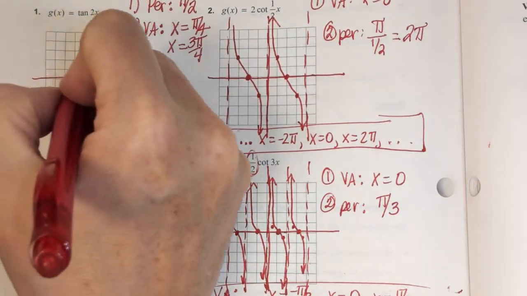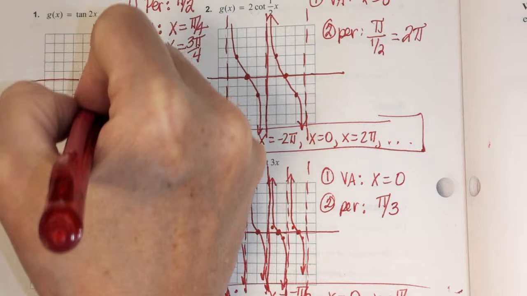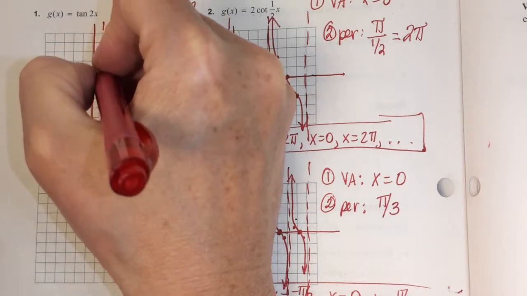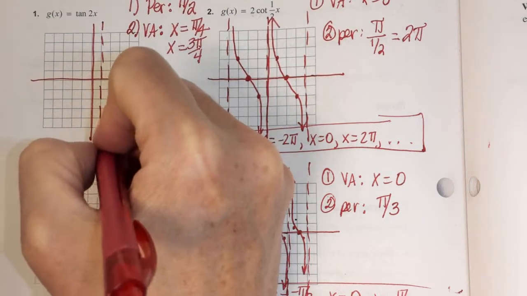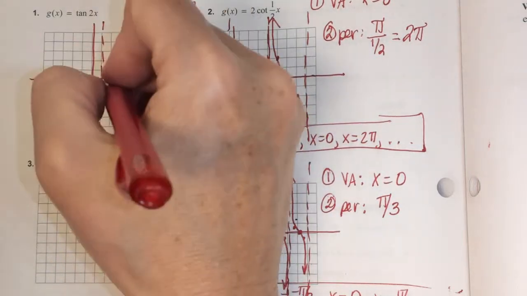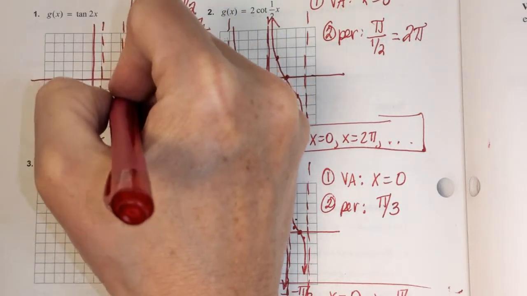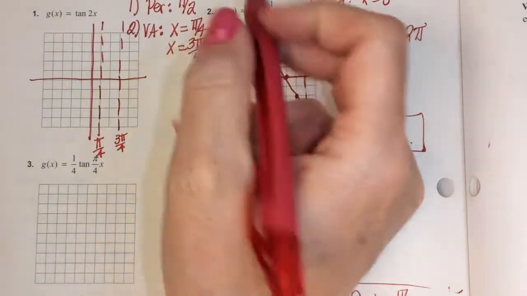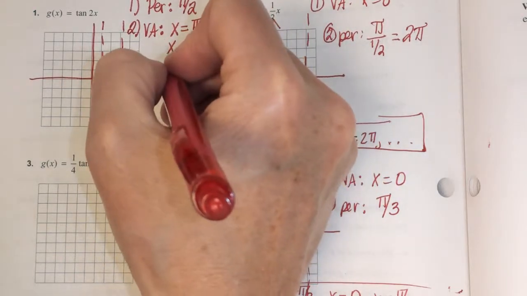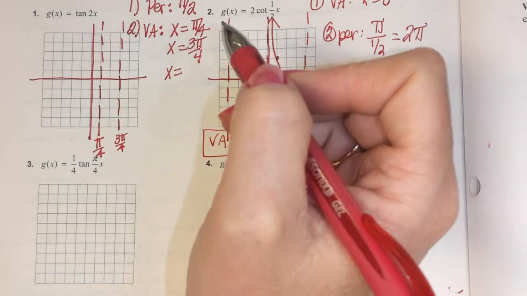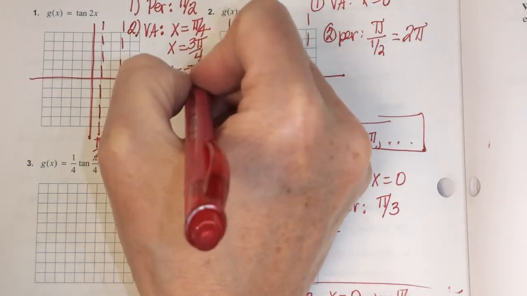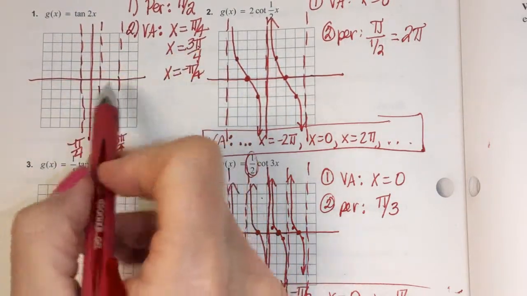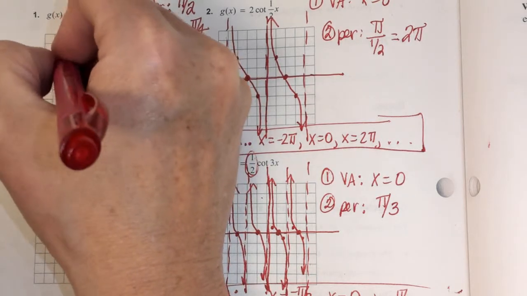Okay, so we're going to put these in here. My first vertical asymptote is at pi over 4. I'll make that right here. My next one is at 3 pi over 4 right here. I can go backwards pi over 2. Where's it going to be if I go backwards pi over 2? At negative pi over 4, good. Which is right here. I'll just go back another one, too.